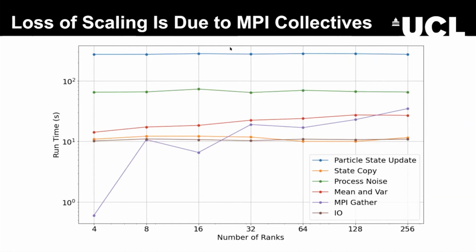So here's a breakdown of some of the main bits of the code. You can see in blue the particle state update. Sorry, the y-axis here is now the runtime and not the efficiency, but you still want to see flat curves. So the particle state update is doing very well. The process noise, which is the proposal update, is also parallelizing very well. And the things that go up as you increase the number of ranks are this MPI gather operation, which is gathering the weights, and then the calculation of the mean and the variance.